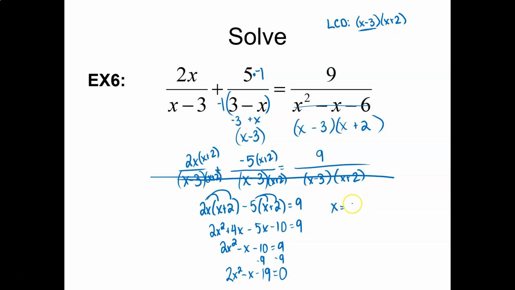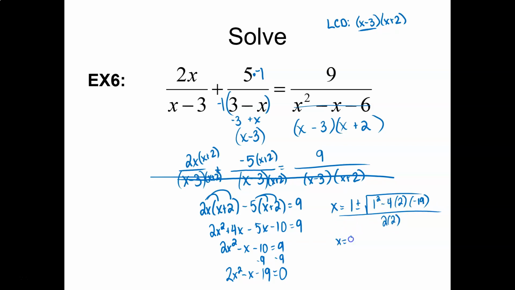So negative b, so it's going to be 1 plus or minus square root b squared. So negative 1 squared. Even though that is a negative 1, I never put a negative 1 there. Because when you square anything, what's going to happen to it? It's going to become positive, right? So if you put a negative there, you're just likely to make a mistake with it, so I just don't even write it down. So I always do the absolute value of b squared minus 4 times a, which is 2, times c, which is negative 19, all over 2 times 2.